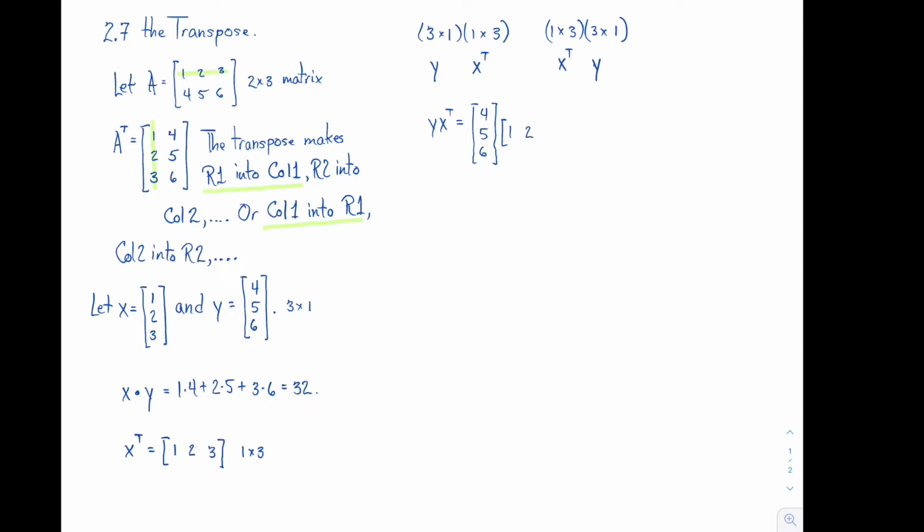And x transpose, we know that this is 1, 2, 3. Now, when we multiply, this is the first row, 4 times each column of x transpose. Well, that's going to give me 4 times 1, 4 times 2, 4 times 3, for 12. Notice that our result should be a 3 by 3 matrix.